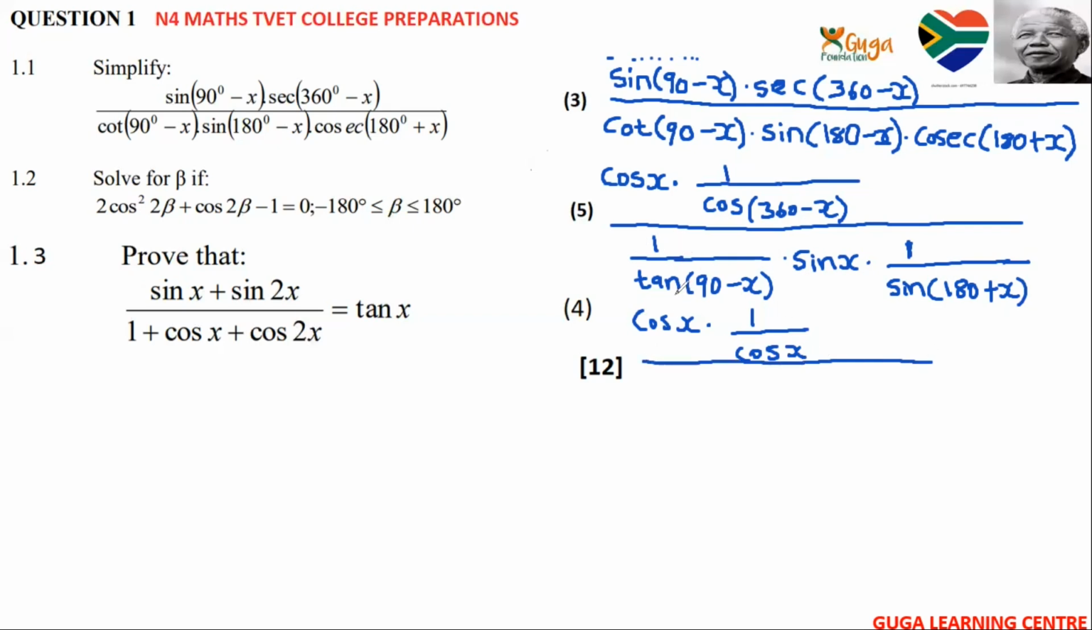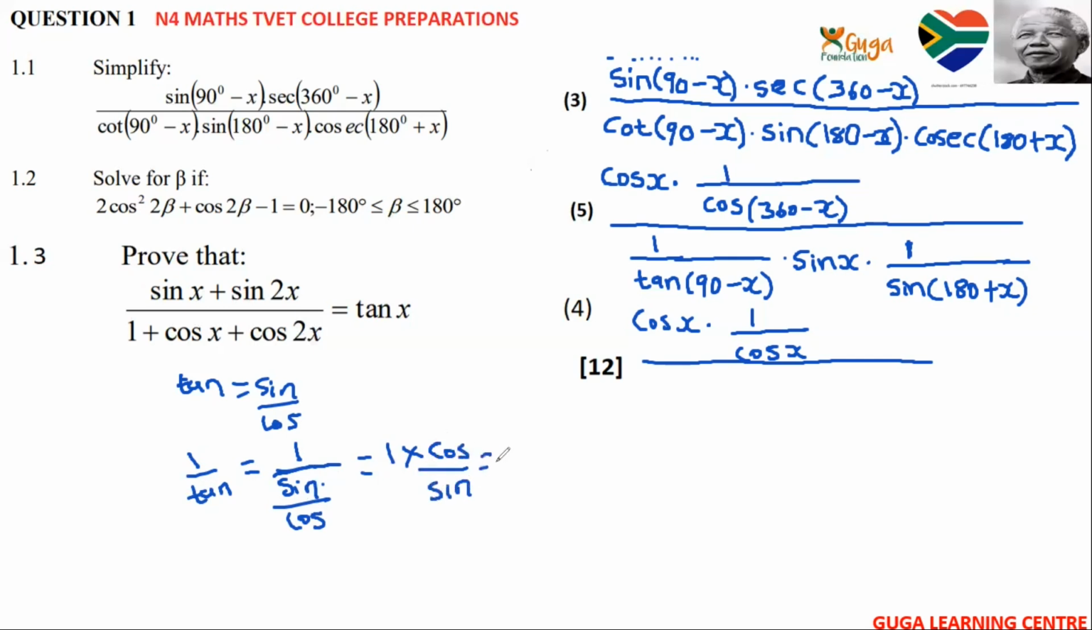So here you've got 1/tan, right? We know the identity which says tan is sine over cos. So what will be 1/tan? 1/tan will be equal to 1 over sine over cos. Because this is a big division, it will change to multiplication, and the denominator will become the numerator, and the numerator will become the denominator. So it will be one over sine over cos, which gives us cos over sine, right? Wherever we see 1 over tan, we can replace it by cos over sine.